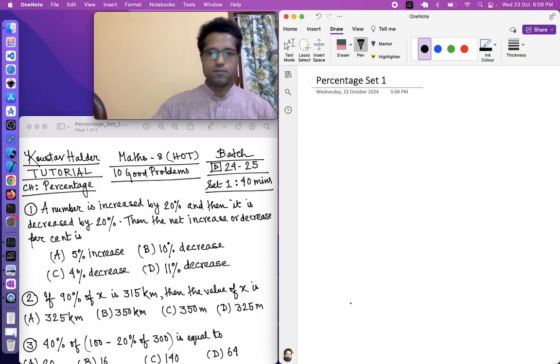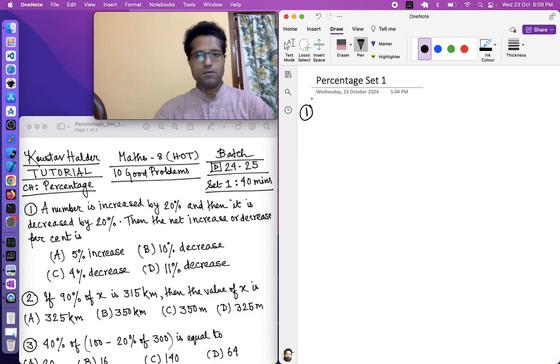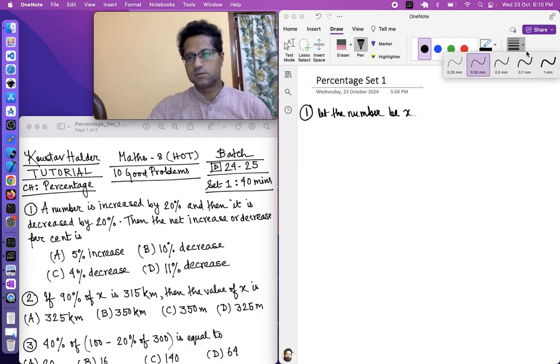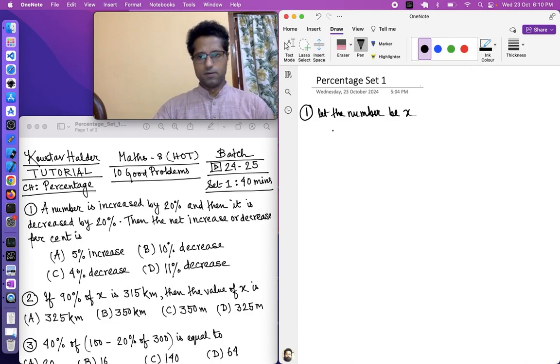So let's start solving the problems. I hope you can see the problems, 10 good problems on the left hand side. The first problem says a number is increased by 20% and then it is decreased by 20%. Then the net increase or decrease percent is? So let the number be x.